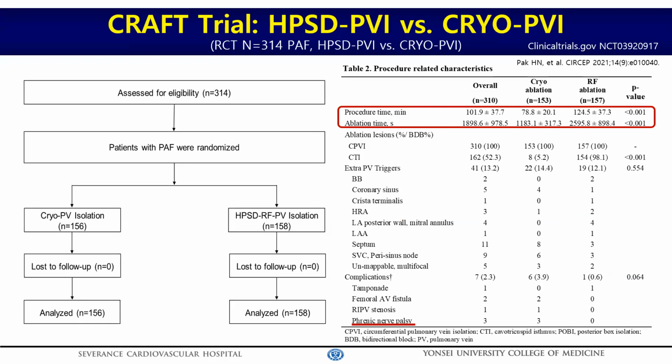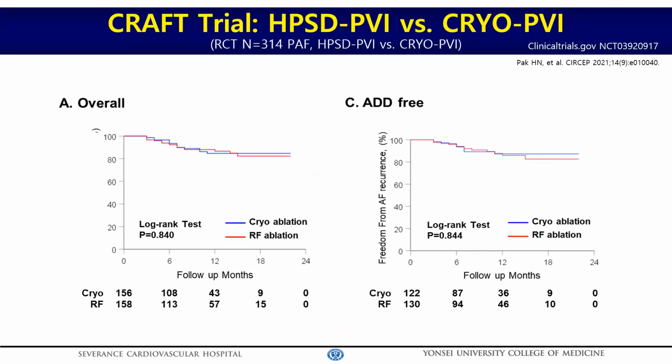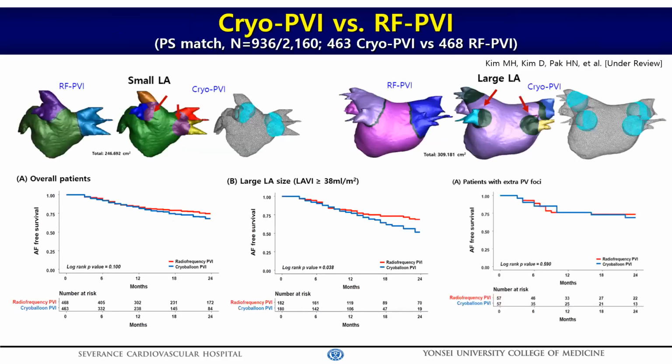This study is an RCT comparing hypershort duration versus cryo PVI at a 1-to-1 ratio. Cryo PVI shortened the procedure time even more than hypershort duration ablation, and there was no significant difference in the complication rate, but 2% phrenic nerve paralysis complications were seen in the cryo PVI group. There was no difference in rhythm outcome between the two groups, so cryo PVI showed the advantage of a shorter procedure time than hypershort duration in paroxysmal AFib, where only PVI was performed.